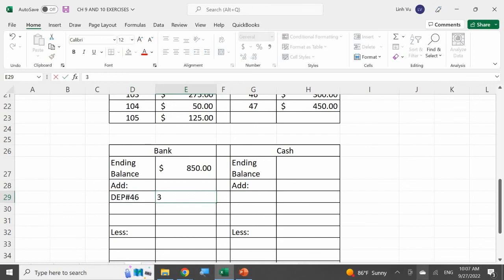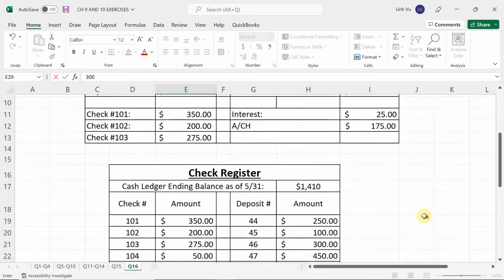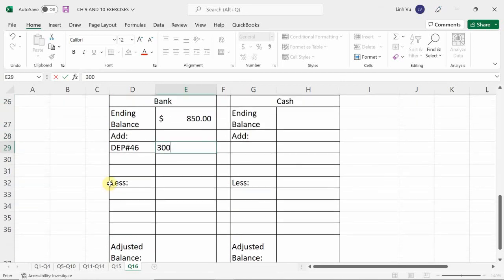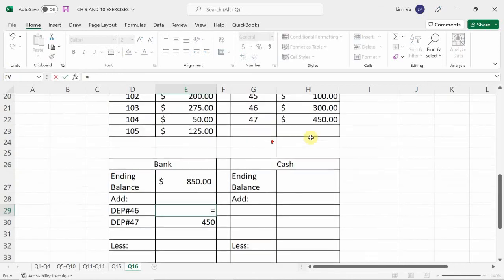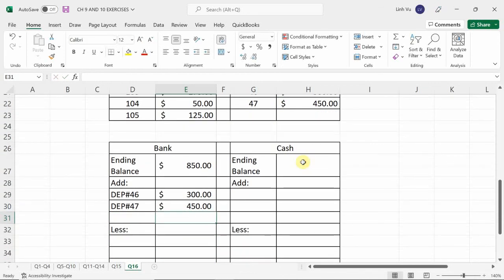For 300. Wait, hold on. Yeah, 300 for 46 and 47. And 47 is 450. Okay? So that's $750. Okay?